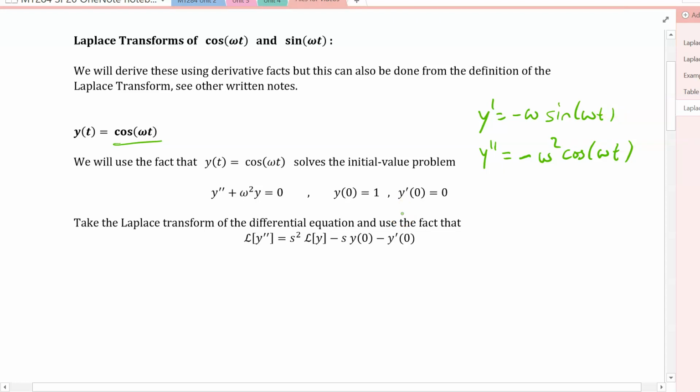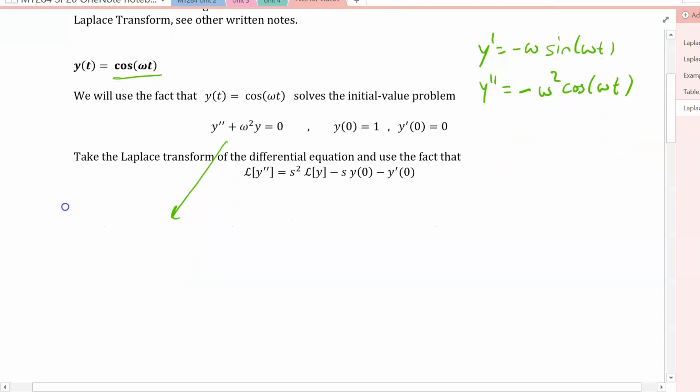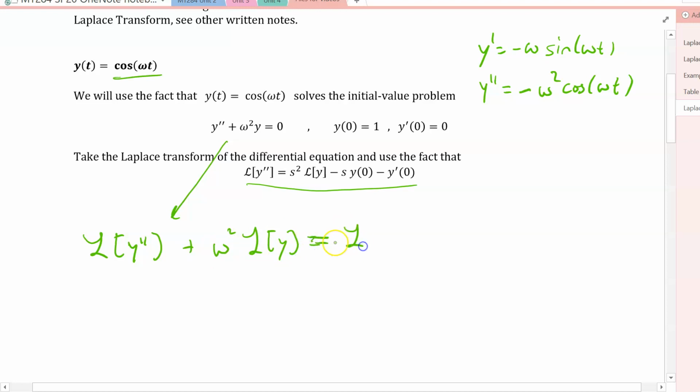Now we're going to take the Laplace transform of this differential equation, using the term-by-term linearity of the Laplace transform, and also this fact about how the Laplace transform works with the second derivative. We get the Laplace transform of the second derivative plus, since omega is a constant, we can pull that factor out, omega squared times the Laplace transform of y, equal to the Laplace transform of 0. The Laplace transform of 0 is 0, so the right-hand side is 0.